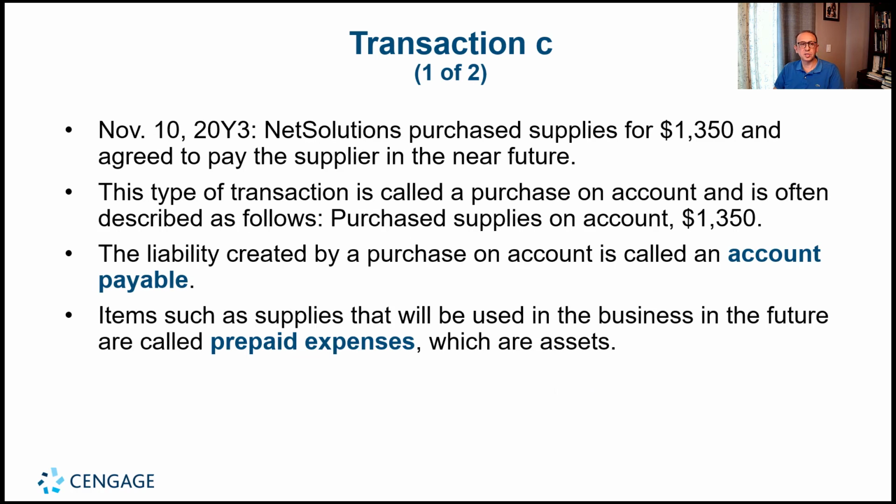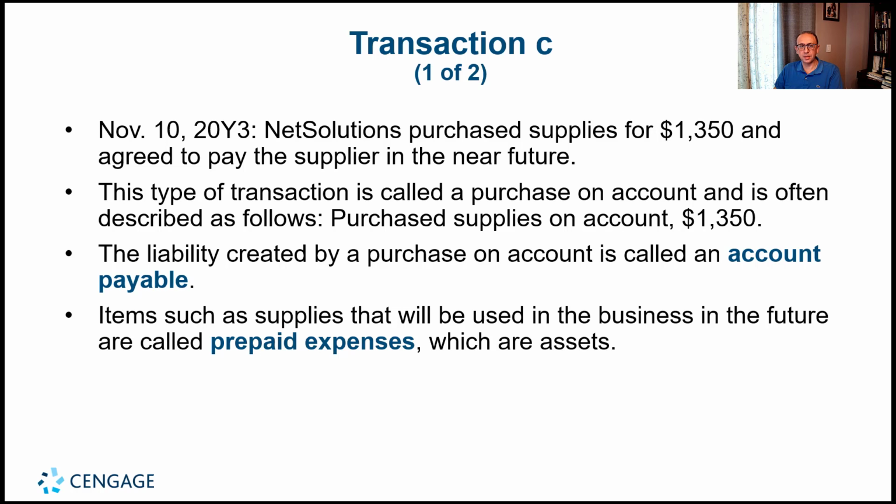Let's see transaction C. It says here on November 10th, year 3, Net Solutions purchased supplies for $1,350 and agreed to pay the supplier in the near future. So they didn't pay yet. They promised that they're going to pay in the near future. This type of transaction is called a purchase on account. So remember, that's purchasing on account.